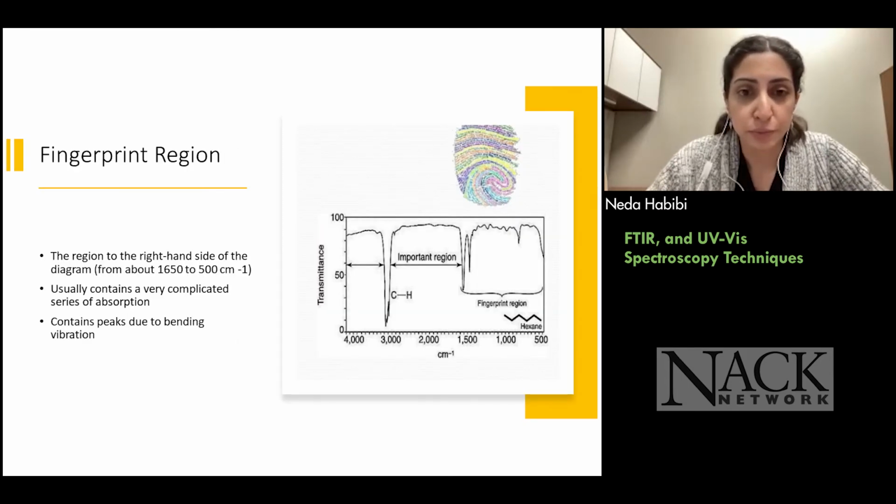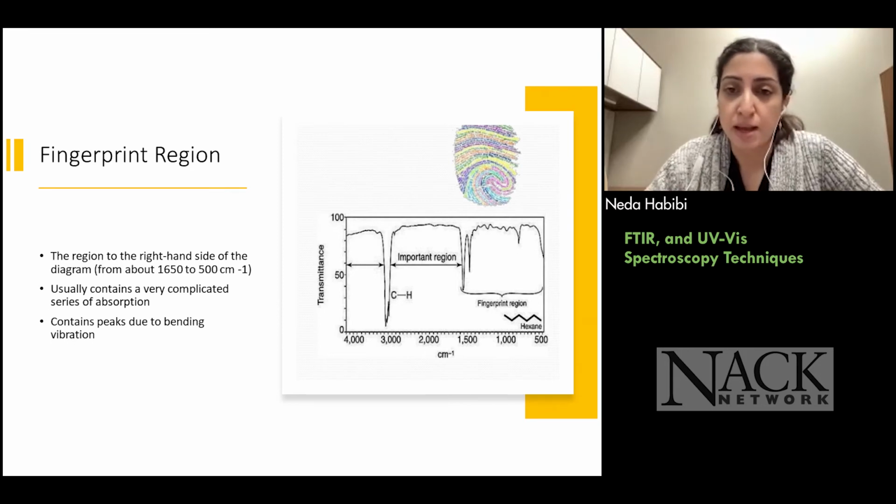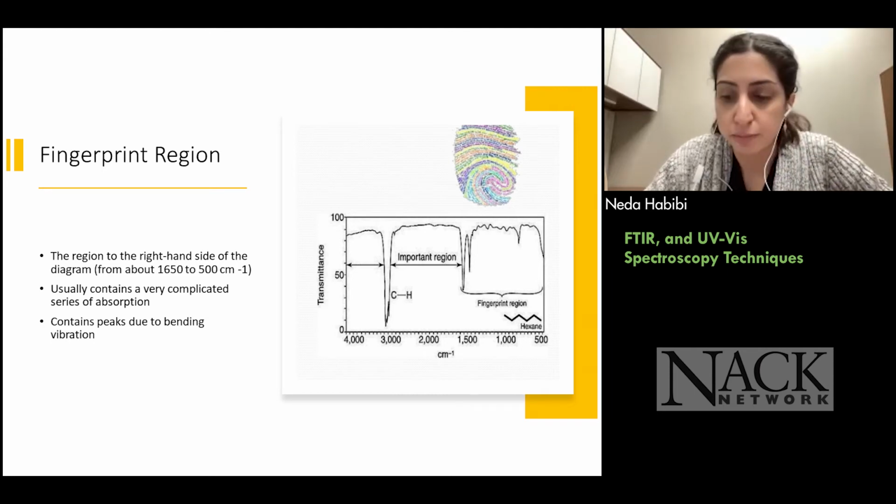So the fingerprint region, which is the region to the right-hand side of the diagram, is from about 500 centimeter power minus 1 to about 1500, and is called the fingerprint. It usually contains a complicated series of absorptions, and it's more difficult to analyze the peaks in the fingerprint region.